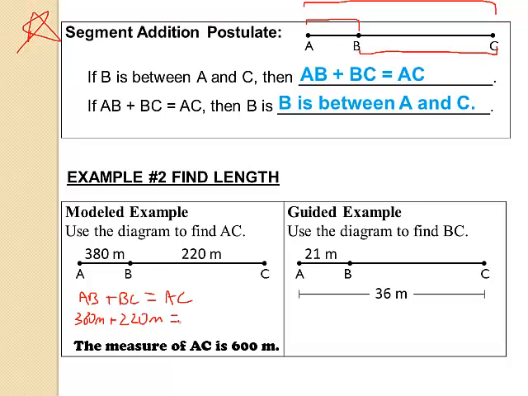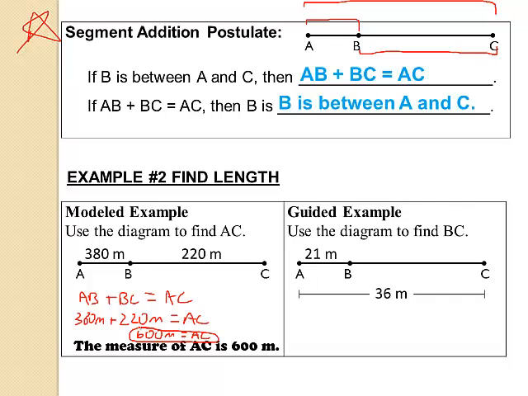And that equals AC's length. And when we solve, we get 600 meters equals AC's length. And that's using the segment addition postulate. And in later modules, we're going to be using the segment addition postulate involving proofs.